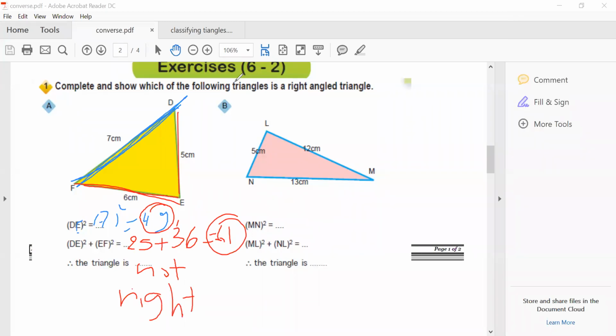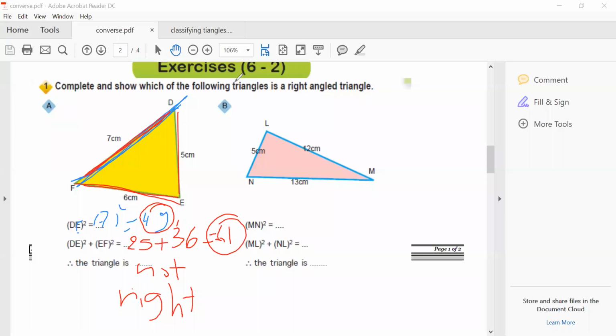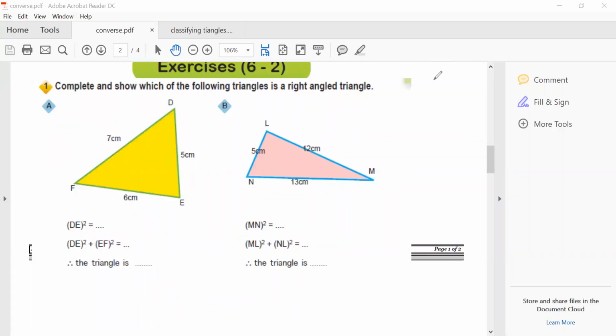Okay. The idea is to take the longest side and square it, and add the other two sides squared. If the results are equal, then the triangle is a right angle triangle. If not, then the triangle is not a right angle triangle. Let's take another one. LMN. Okay, Jana?